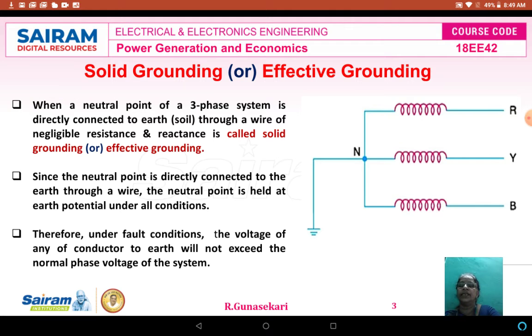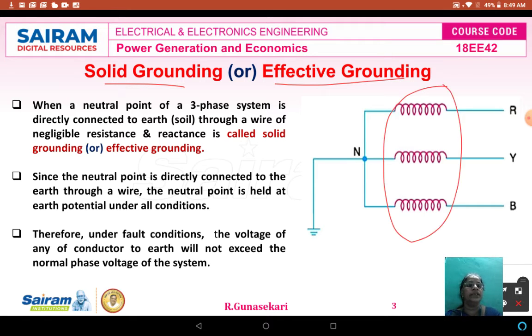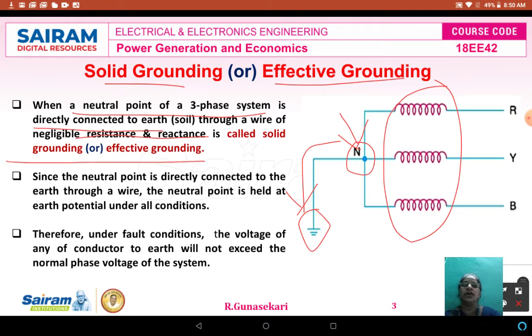Now you see the circuit diagram. The circuit diagram represents solid grounding or effective grounding. So, a star connected three-phase system, and the neutral is grounded. What I mean by solid or effective grounding is that the neutral point of the three-phase system is directly connected to the earth through only a wire, with negligible resistance and reactance. That's why this type of grounding is called solid grounding or effective grounding.